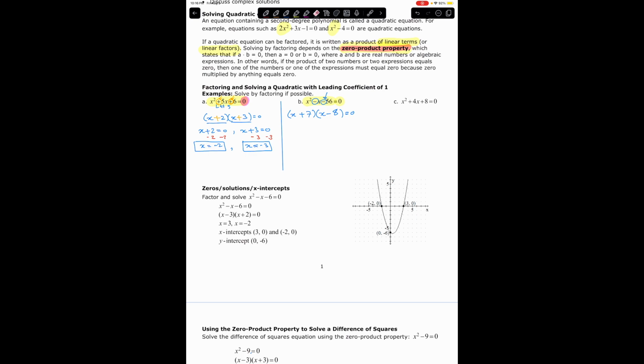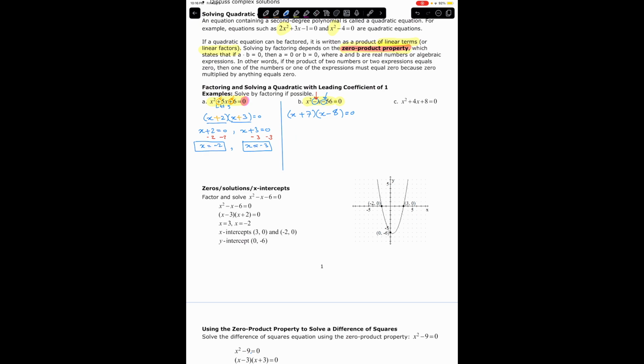So you could have just said, well, I have two options, either negative 8 and 7 or negative 7 and 8. And you know immediately that the second option doesn't work because that does not add up to negative 1. So you can try that as well.